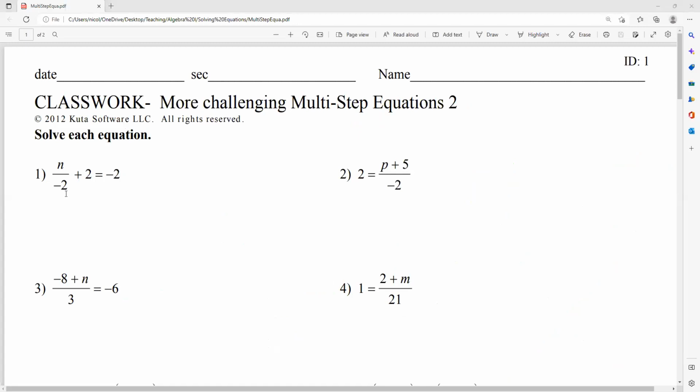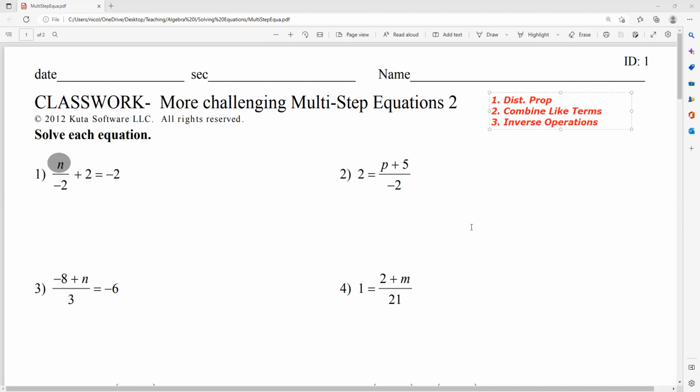So for number 1, what is your goal? Your goal is always to get this variable alone. How do you do that? You do distributive property, combine like terms, and move stuff around to isolate the variable, which is called inverse operations.